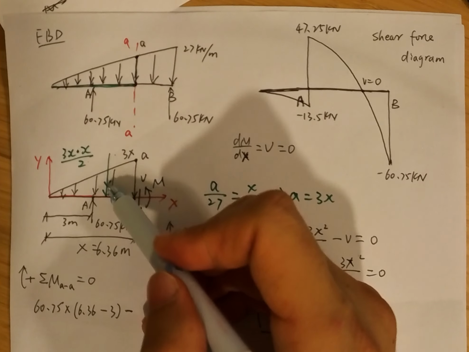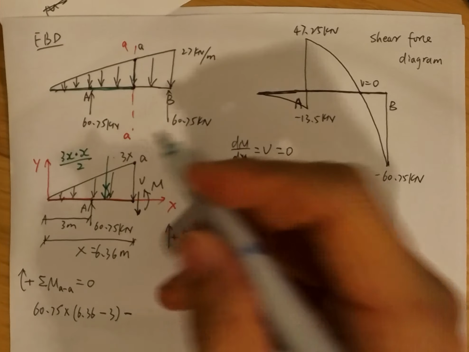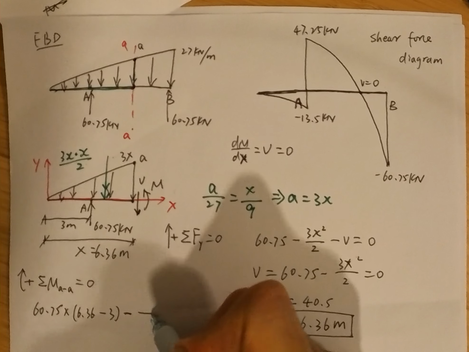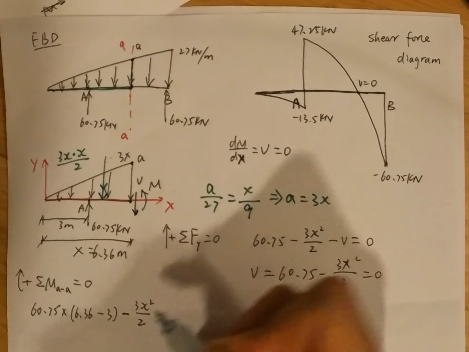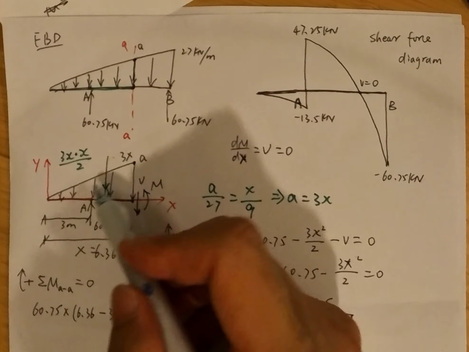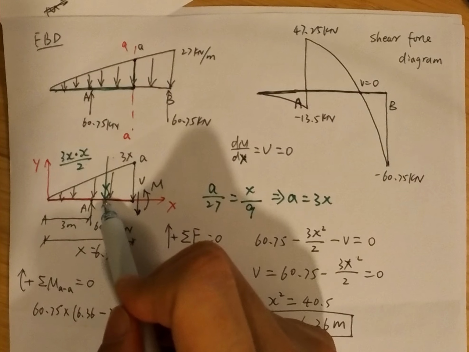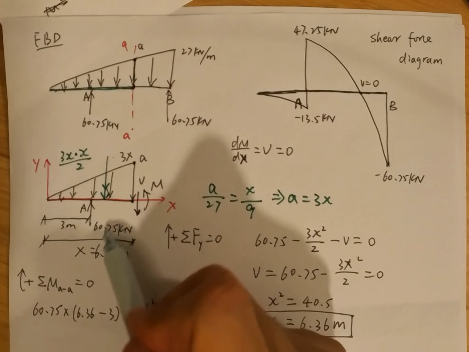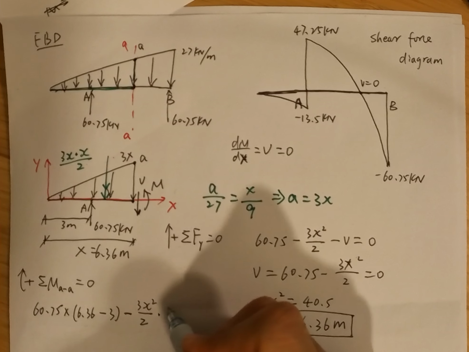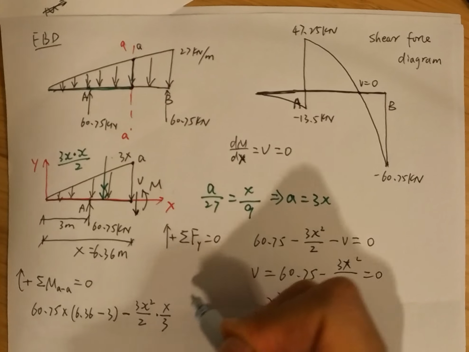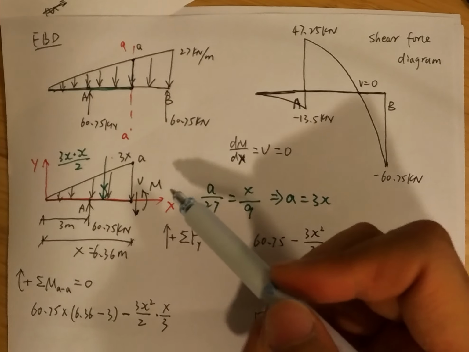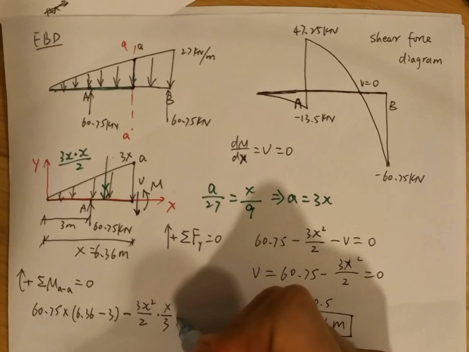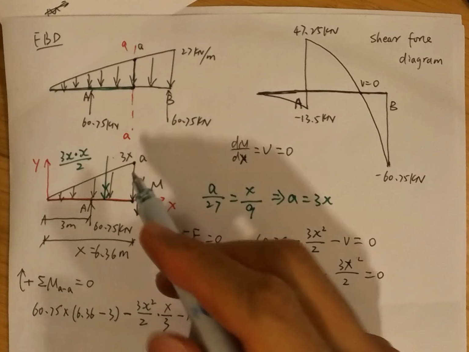The value of this resultant force is equal to the area, so it's 3x squared over 2. The distance from the resultant force point to the section is 1/3 of x. So times 1/3 of x. This is the bending moment due to this resultant force, and minus M. M is counterclockwise, equal to 0.